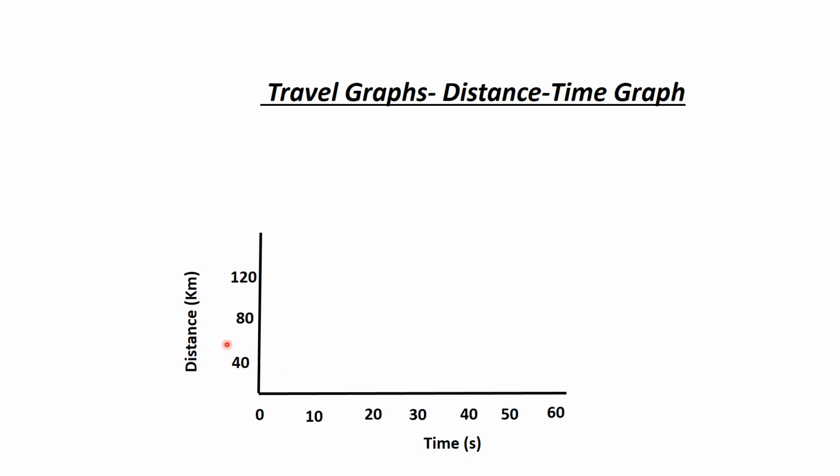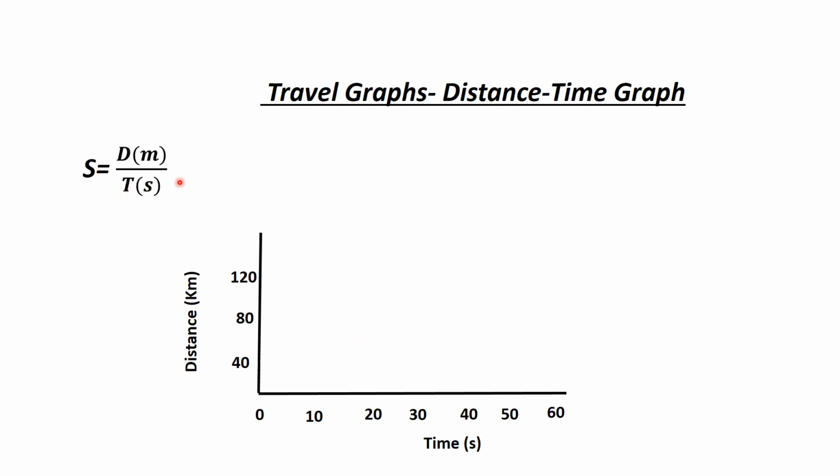Each graph is read, or is named, by starting with the parameter that is on the y-axis, then you go to the parameter that is on the x-axis. So in case you have been given a graph and want to know what type of graph it is, look at your y, then look at your x. So this is a distance-time graph. We're going to analyze the major parts of any distance-time graph.